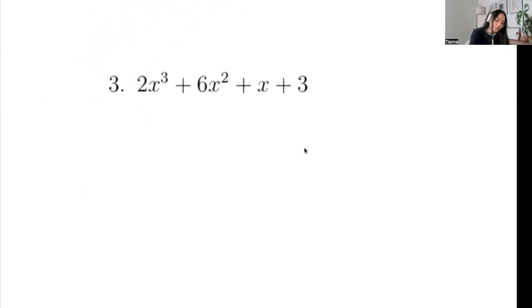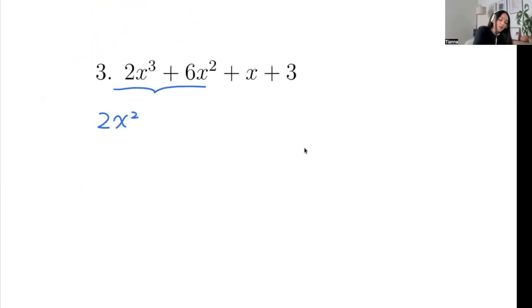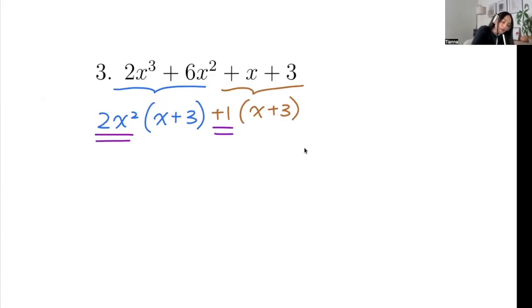Onto number 3. We can actually take out a 2x squared this time, so an x plus 3 on the inside. And then between our last two terms, if there's nothing that they have in common, then you would just pull out a 1. So plus 1, and then x plus 3 inside of the parentheses. We're going to group our outsides and our insides.